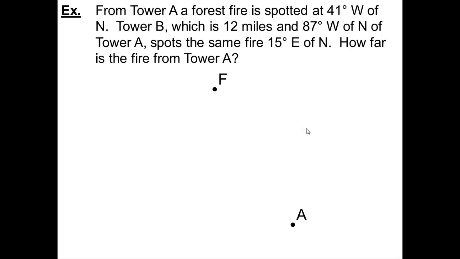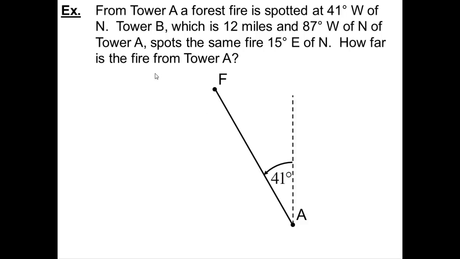So let's move Tower A off to the side, and then we can draw in our 41 degree angle by drawing in first a north-south line. There's our line of sight, 41 degrees. 41 degrees west of north.